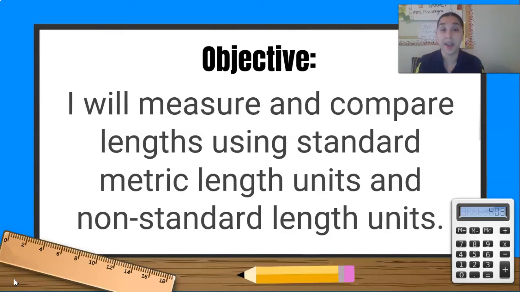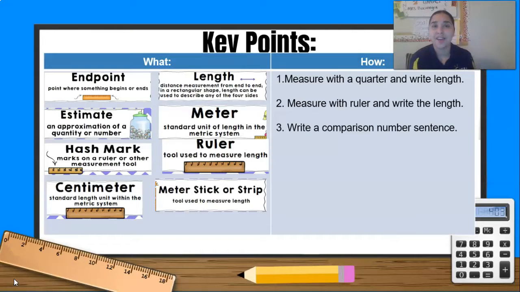Our objective for today: by the end of the lesson, I will measure and compare lengths using standard metric units and non-standard metric units. Your turn to read the objective. So let me tell you what that means: today, by the end of the lesson, we're going to measure with some objects that we don't normally measure, and we're going to measure with a ruler. Oh, Miss Bocanegra forgot that. That's another material that you need for today's lesson. You need your ruler.